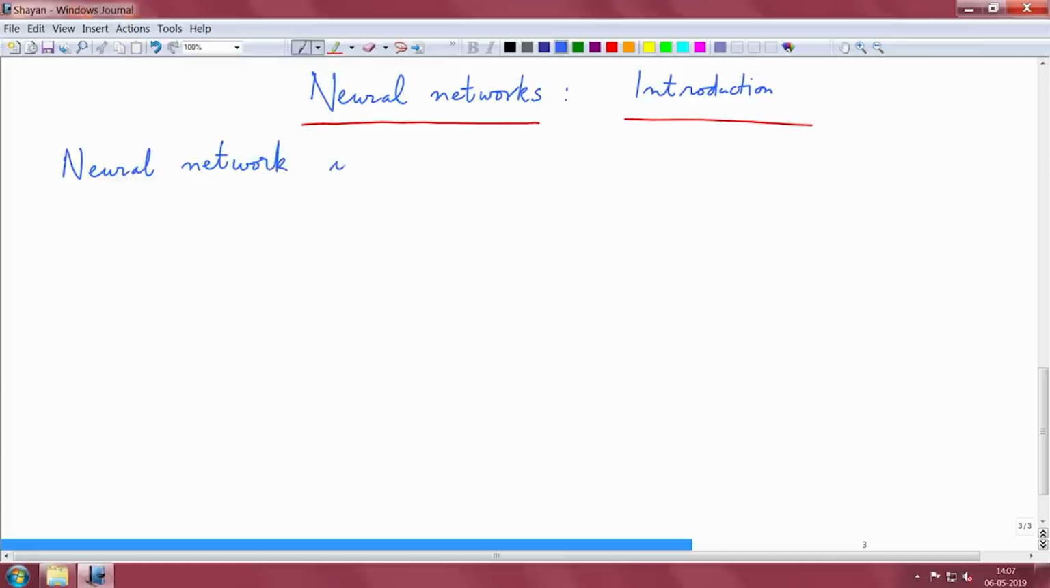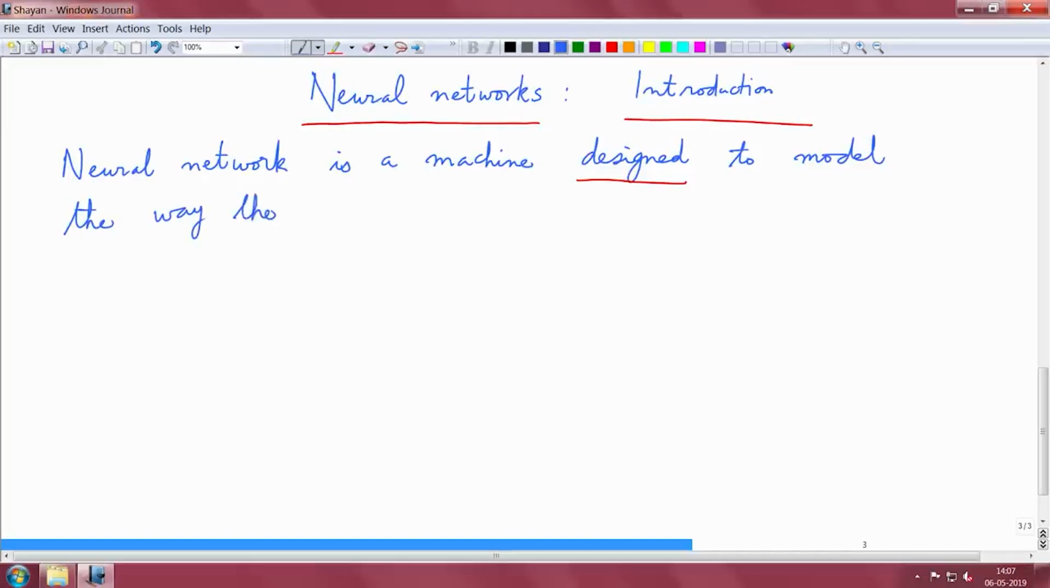A neural network is a machine designed to model the way the brain performs a particular task, or possibly a function of interest.